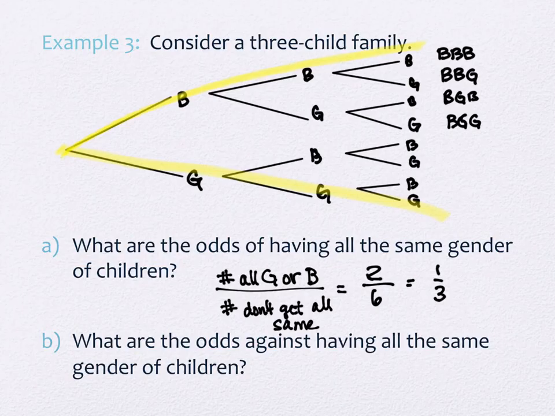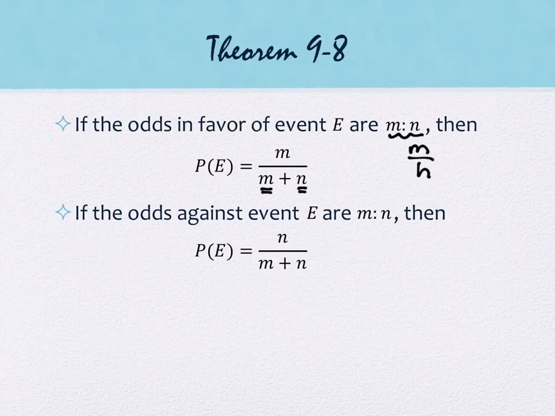Then when it says what are the odds against, we don't have to reconfigure this. We don't have to find it all again. All we have to do when we're finding odds against is count them again from our diagram. So the top is the number of ways that we don't get all of these.